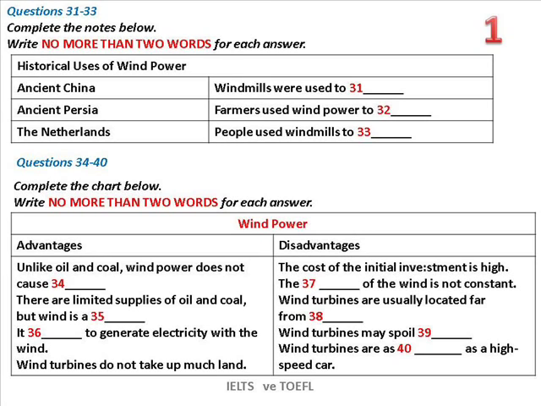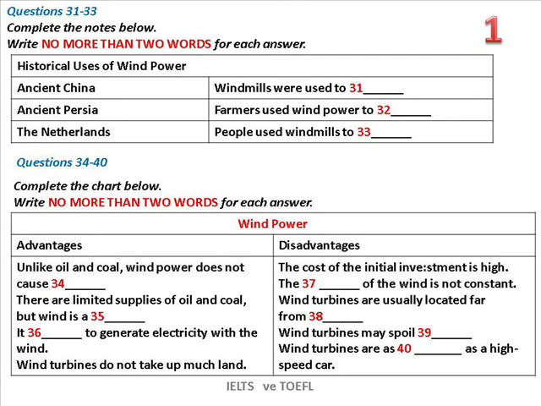Economics is another reason to use wind power. Using the wind to generate electricity costs less, much less, than running other types of generators. In addition, since wind turbines don't take up much land, the land around them can be used for other purposes, such as farming. There are disadvantages, however.